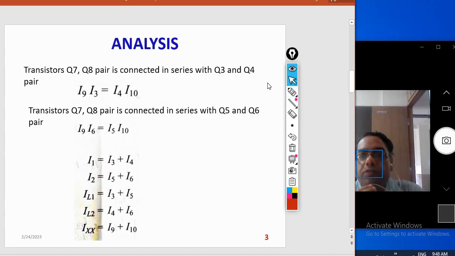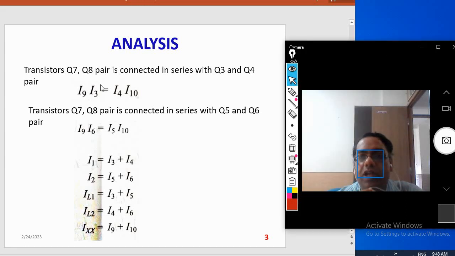Now from the circuit we see that the transistors Q7 Q8 pair is in series with Q3 Q4 pair. So we can write in this form: I9 into I3 is equal to I4 into I10. Similarly, Q7 Q8 pair is connected in series with Q5 and Q6 pair. So we can write in this form: I9 into I6 is equal to I5 into I10.